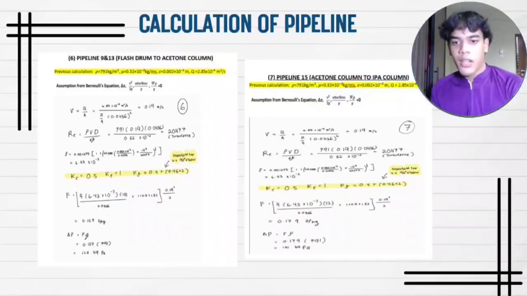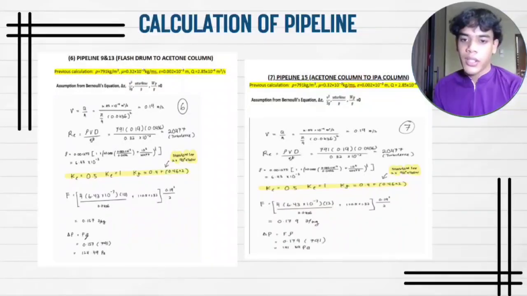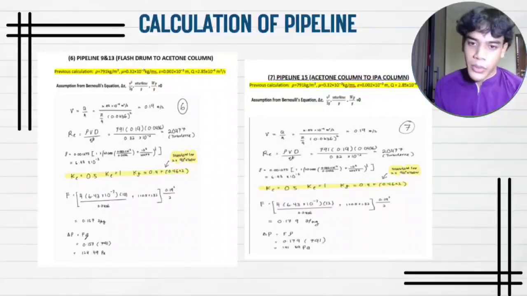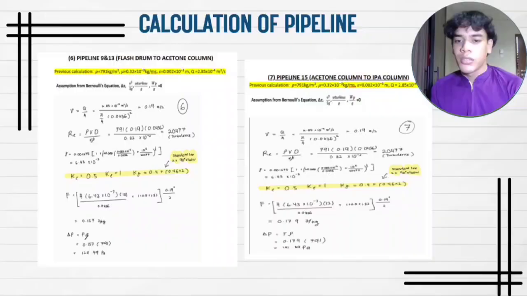For the first part, we find the velocity using the formula Q over A, and after we get the velocity, we can calculate the Reynolds number using the formula density multiplied by velocity multiplied by diameter over the viscosity. After we get the Reynolds number, we can conclude that our pipeline is turbulent flow. So using the turbulent flow friction factor formula, we calculate the friction factor, and after that we calculate the total friction loss in the pipeline.